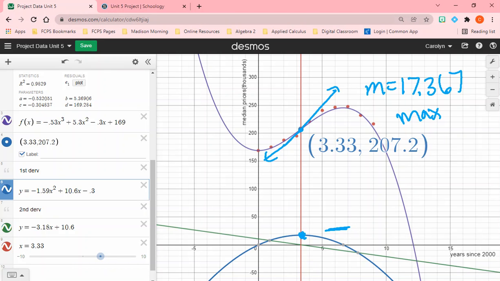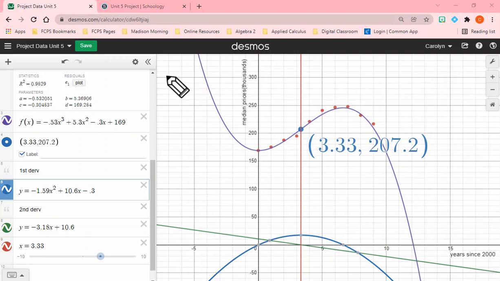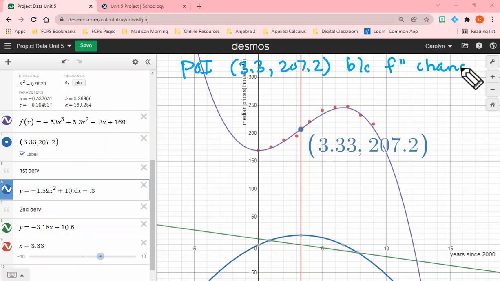It all corresponds. So let's see if I can write my sentence. It's a maximum. So there's a point of inflection here at 3.3, 207.2, because double prime changes signs. Okay, I got my first sentence.